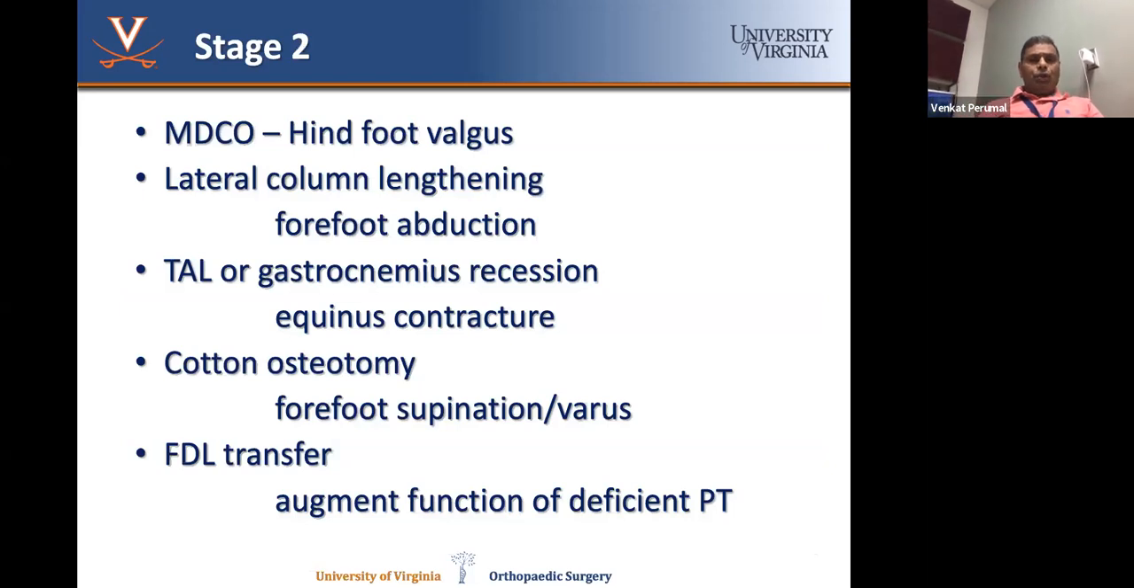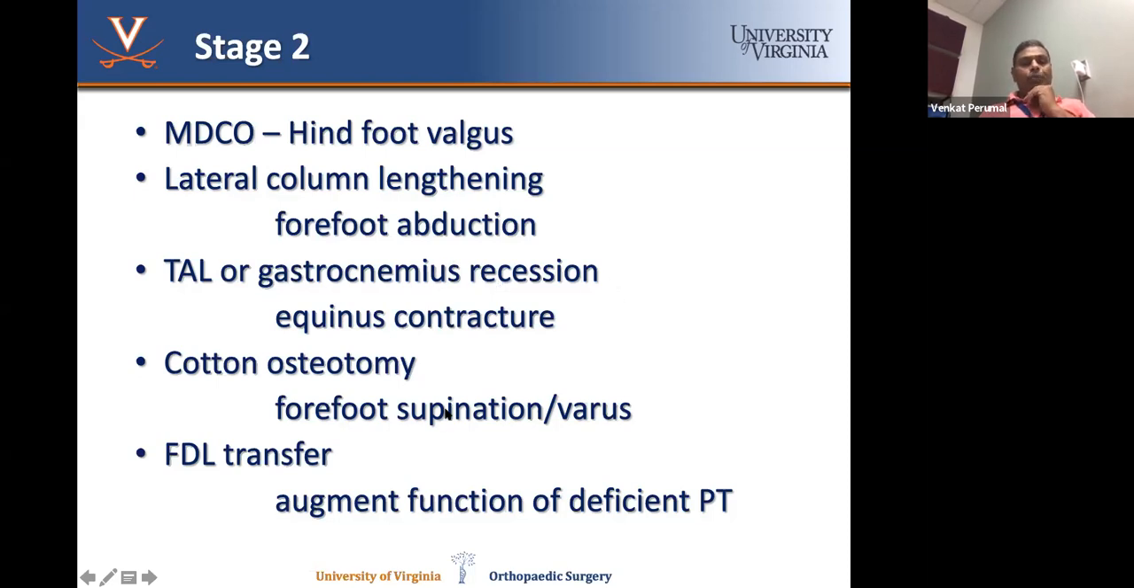So talking about stage 2, what's the deformity? You have a hindfoot valgus, so we do a medial displacement calcaneal osteotomy. What that is, we do an osteotomy of the calcaneus and shift the heel medially, so you displace the heel medially to correct the hindfoot valgus. And if there's a forefoot abduction, we do a lateral column lengthening to correct the forefoot abduction. And there's always an equinus contracture. Either you do an Achilles tendon lengthening or a gastrocnemius recession, depending upon where the contracture is.